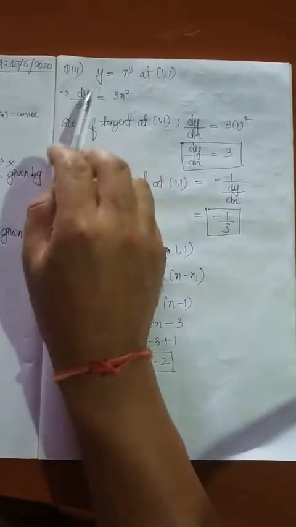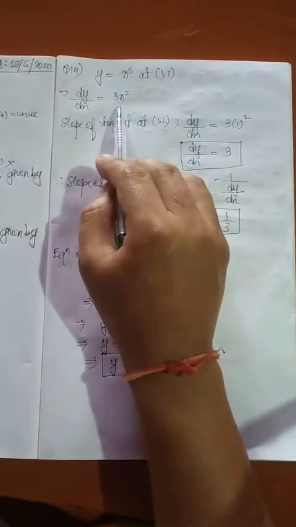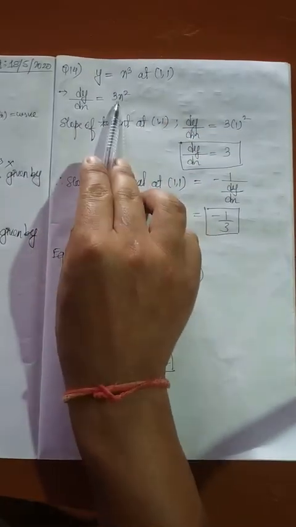So I'll start with the slope. dy by dx is 3x square. So the slope of tangent at which point? 1 comma 1.